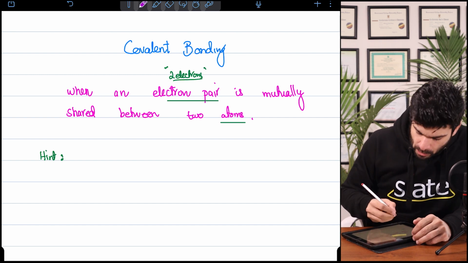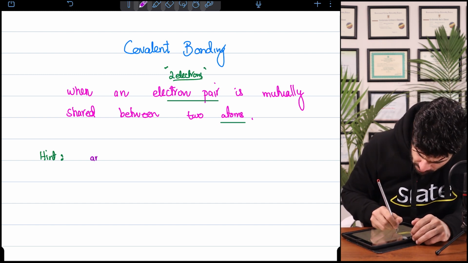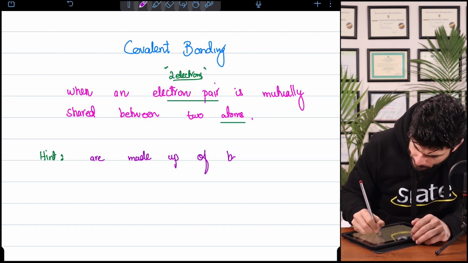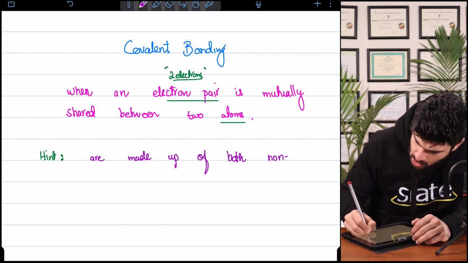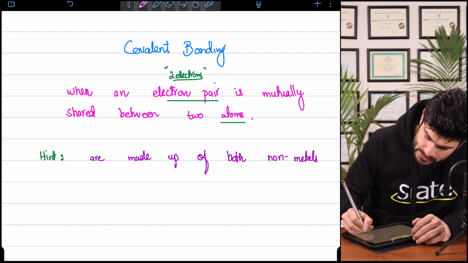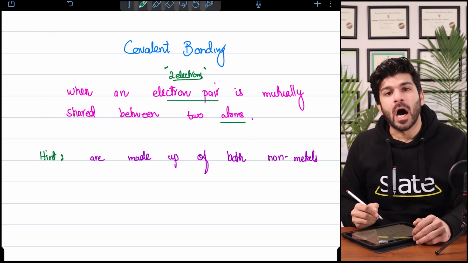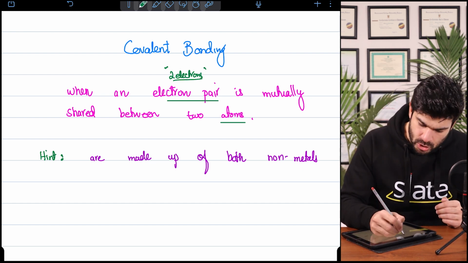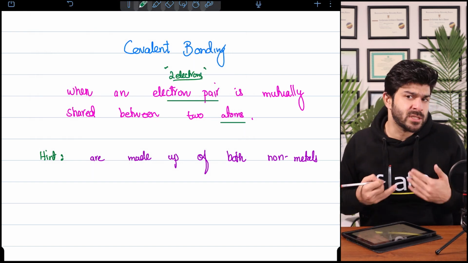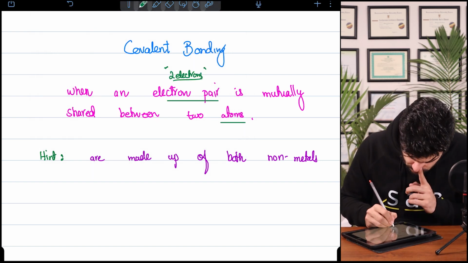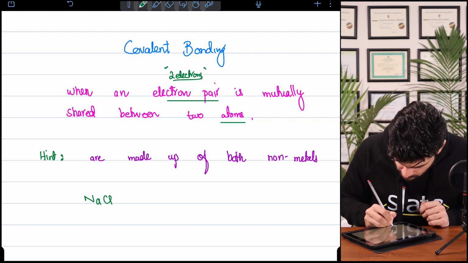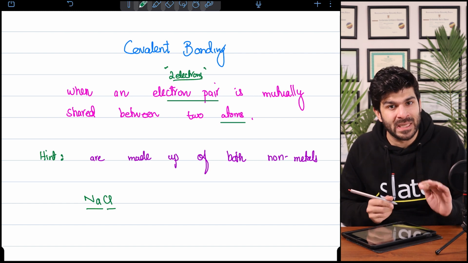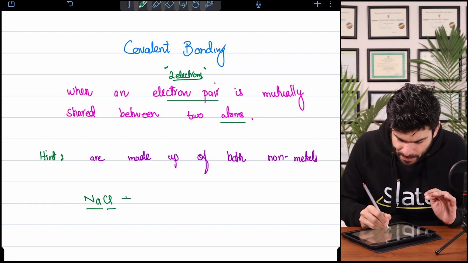But covalent compounds are made up of both non-metals. The distinction between metals and non-metals is already discussed in our video of the periodic table, and you can see it on our page. So, non-metals. For instance, let's look at the examples. Sodium chloride: sodium is a metal, chloride is a non-metal. So if it's a metal and a non-metal, this is an ionic compound.